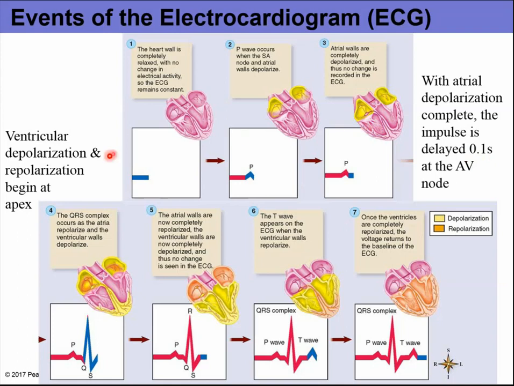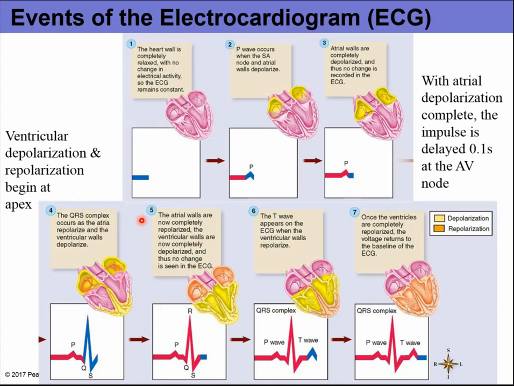So now step four, QRS complex. As the atria start to repolarize, you'll see here they're starting to turn a little bit orange. Now the ventricular walls are going to begin depolarization. The yellow is going to start to spread through the ventricles. Right? Ventricular depolarization and repolarization are both going to begin at the apex. Remember, we're going to contract or squeeze the blood from the bottom up because we want it to go out.